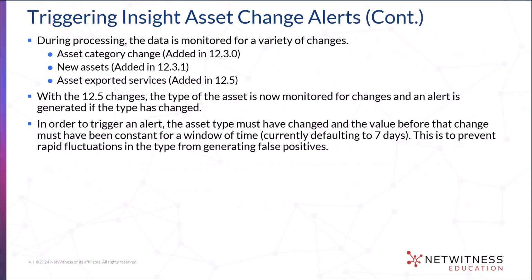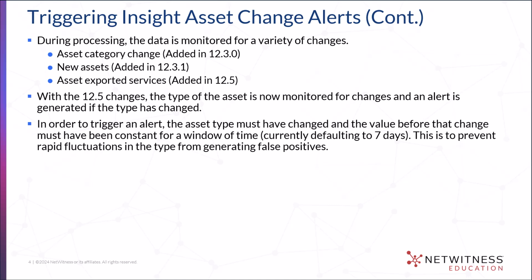During processing, the data is monitored for a variety of changes. In 12.3, asset category changes were monitored. In 12.31, new assets that are added to the environment were monitored. And then in 12.5, the exported services for an asset were also monitored. With the 12.5 changes, the type of the asset is now also monitored for changes, and an alert is generated if the type is changed.